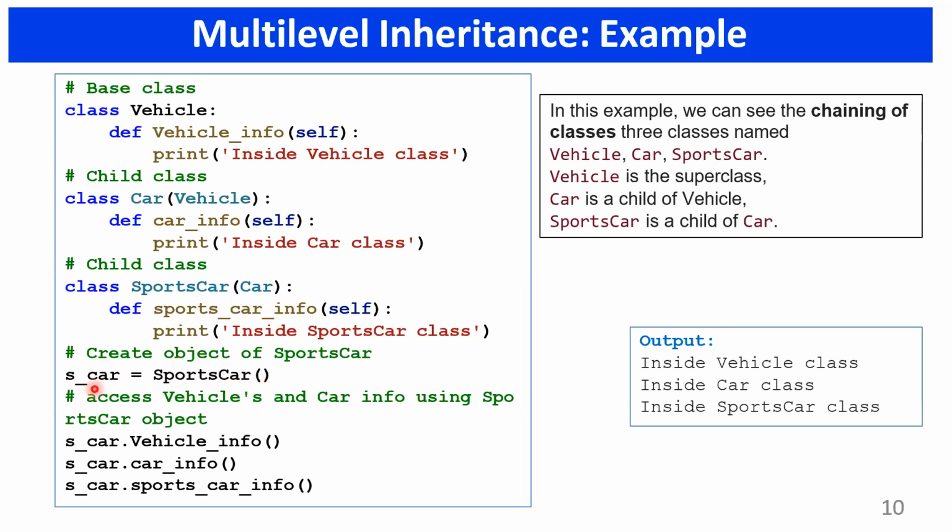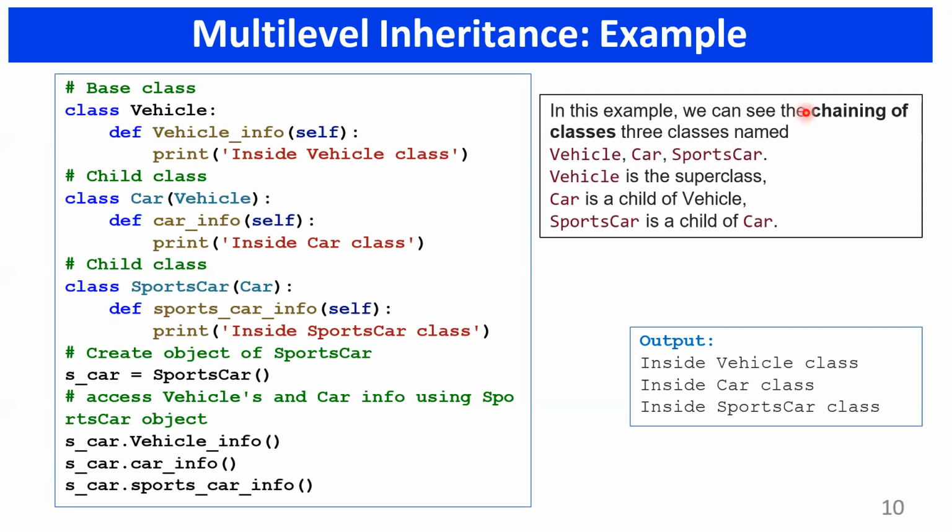So this s_car, or the child class sports car, inherits the properties of the vehicle class as well as the car class. So we can invoke the methods vehicle_info, car_info, and sports_car_info by using the same object of the child class.